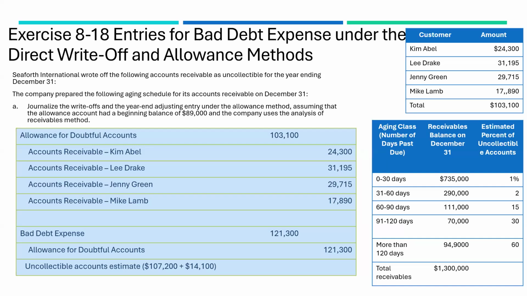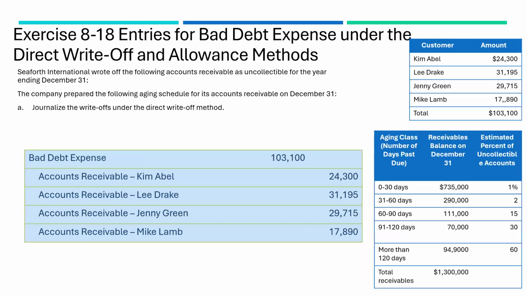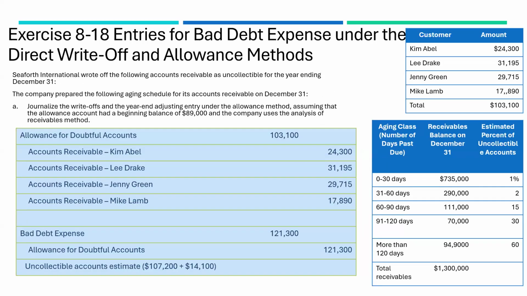And then we have to plug. Our entry for bad debt expense is a credit to allowance for doubtful accounts of 121,300. And so that's going to be our bad debt expense for the year. And so, during the year, we have our journal entry to write off the accounts. We have our bad debt expense entry. And then under the allowance method, our expense is around $18,000 higher in the current year.